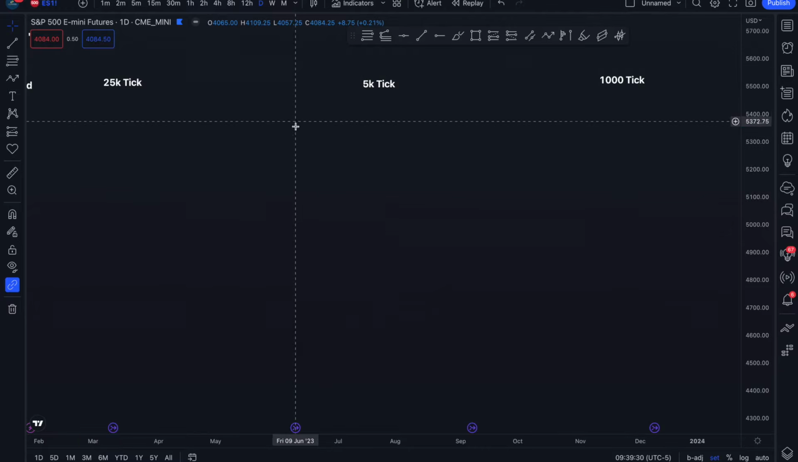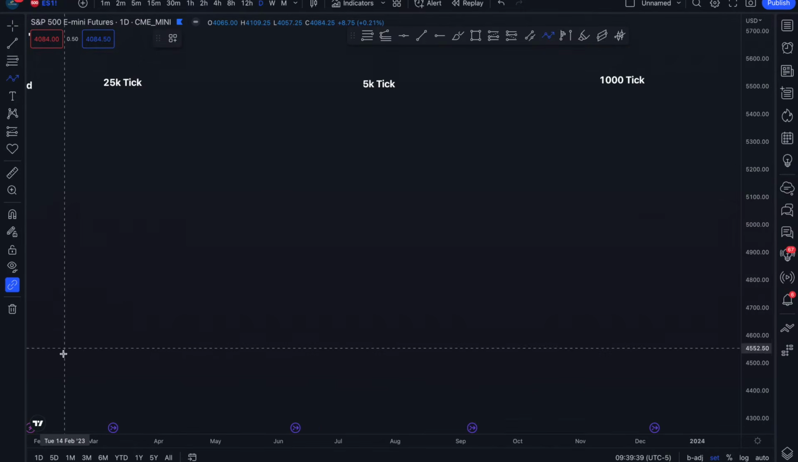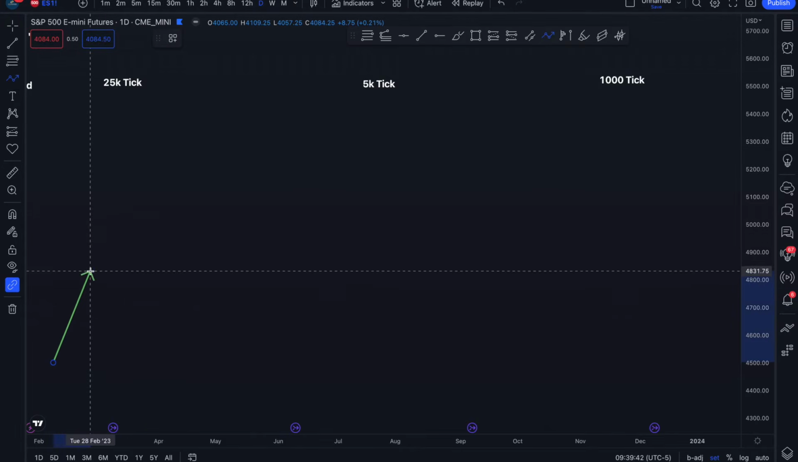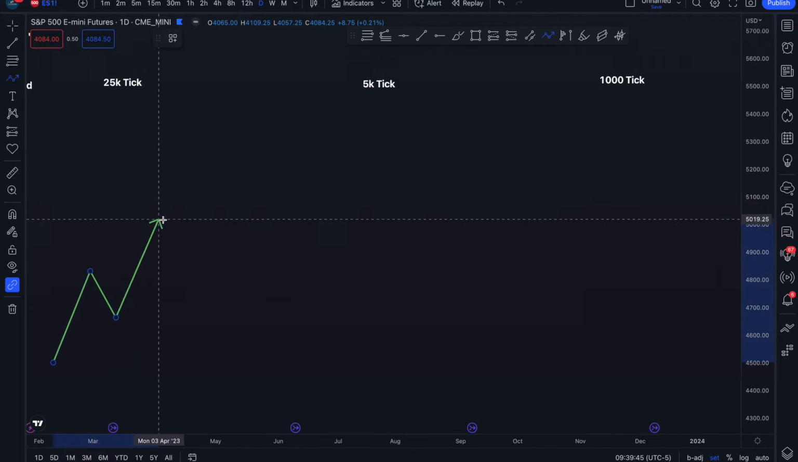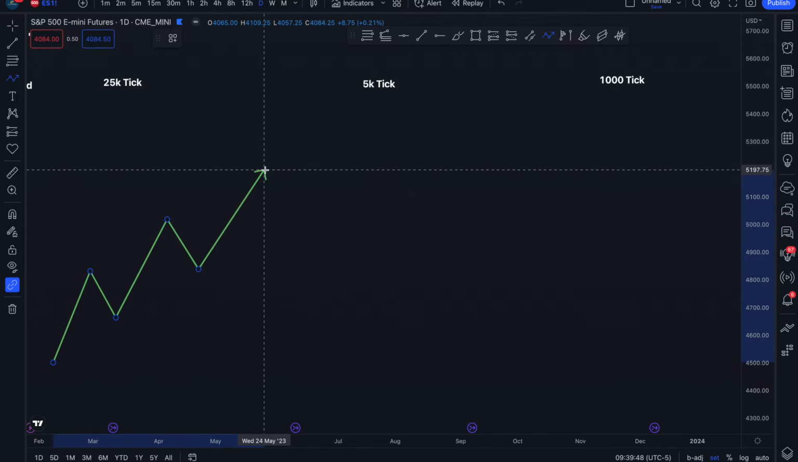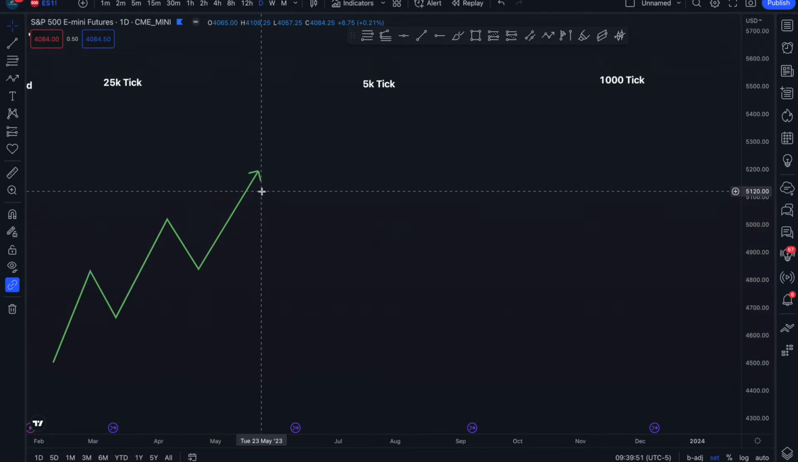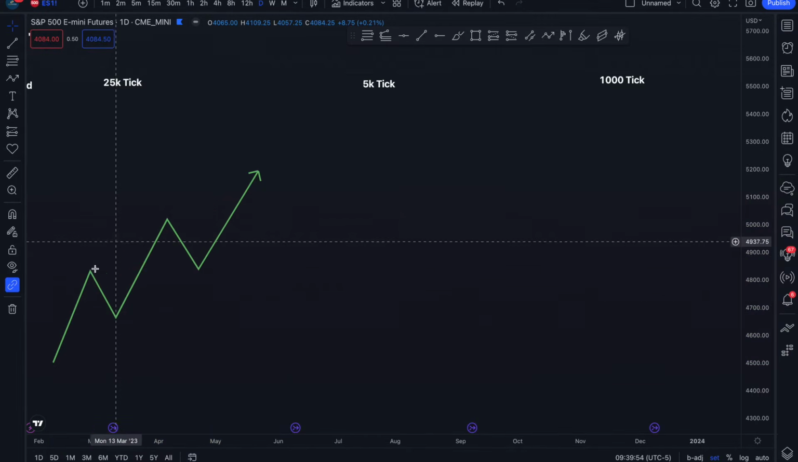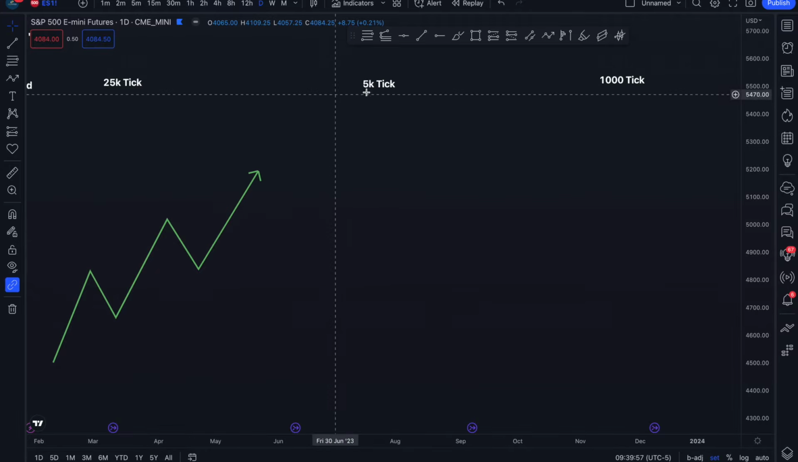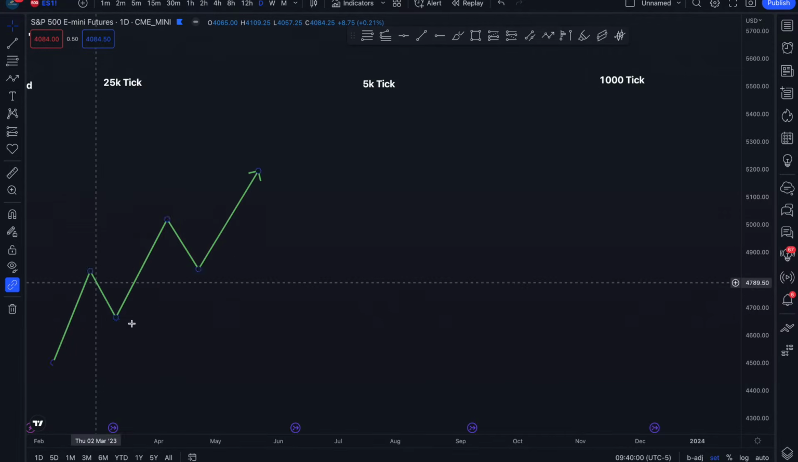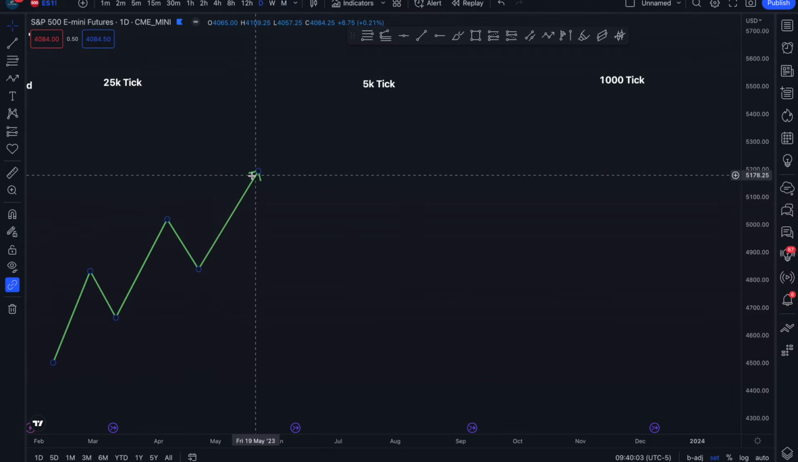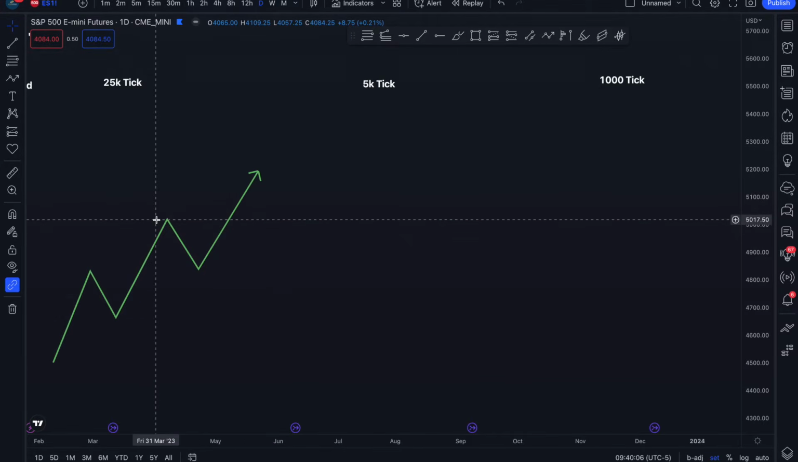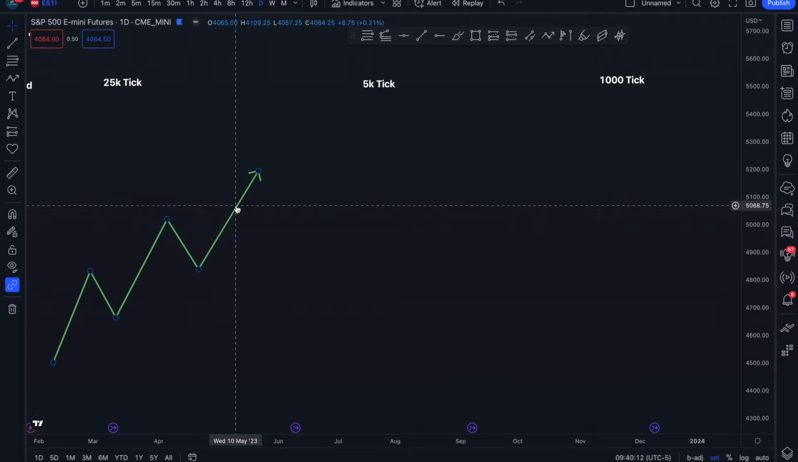So first and foremost, we're looking at market structure. On my 25K tick, let's just say we have a series of higher highs and higher lows. The first thing I want to look at is where we are in this structure. Right now, we had the higher high here, higher low, higher high, higher low, and now we're making a higher high. Because we're in an uptrend and we're beyond the last completed high, I refer to this as being in extension.